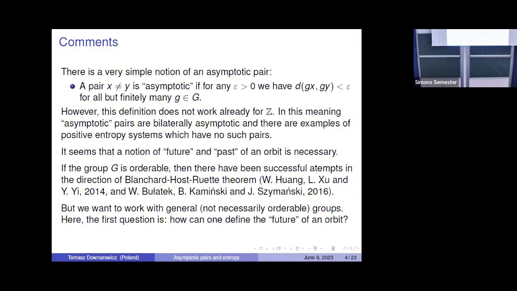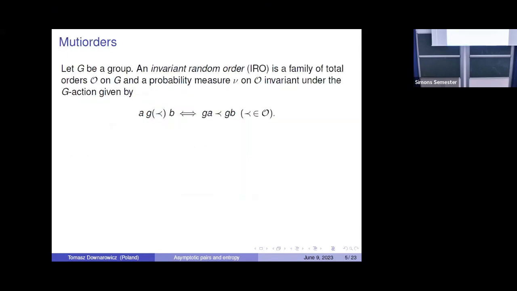If you take a homoclinic point, yes, I guess. But as I say, this is not what we are looking at, because this bilaterally asymptotic pair is too strong. Okay, so the first question is, how can one define the future of an orbit? And we do it by introducing a complicated machinery, and I'm going to explain this machinery for a while.